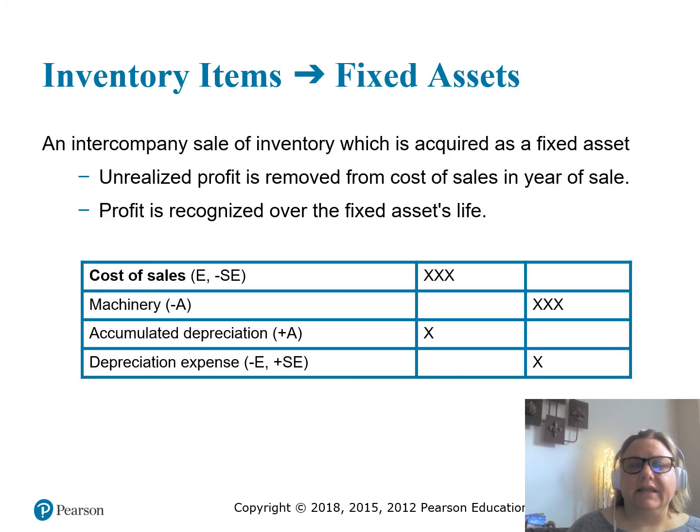Okay, so let's look at an intercompany sale where inventory is acquired as a fixed asset. The unrealized profit is removed from cost of sales in the year of sale, and the profit is recognized over the fixed asset's life. So this is an inventory item which is acquired as a fixed asset.